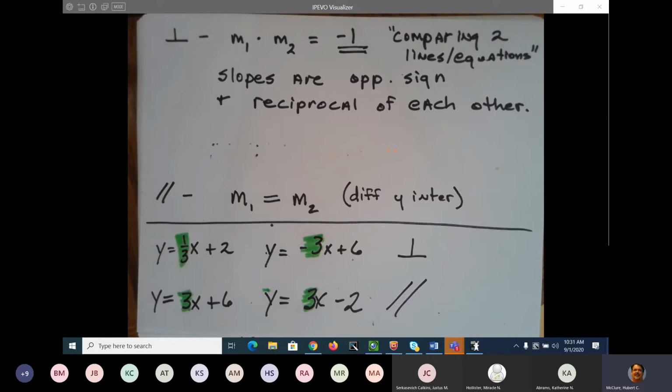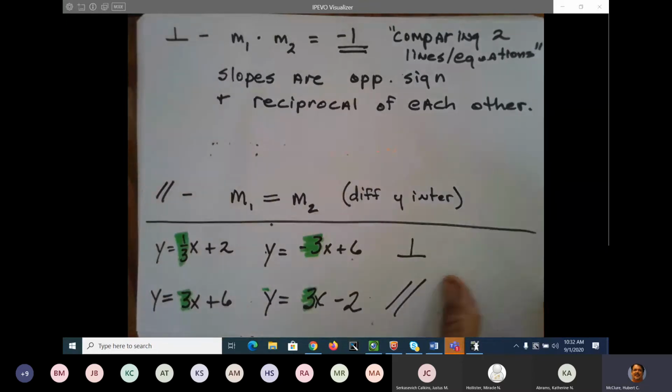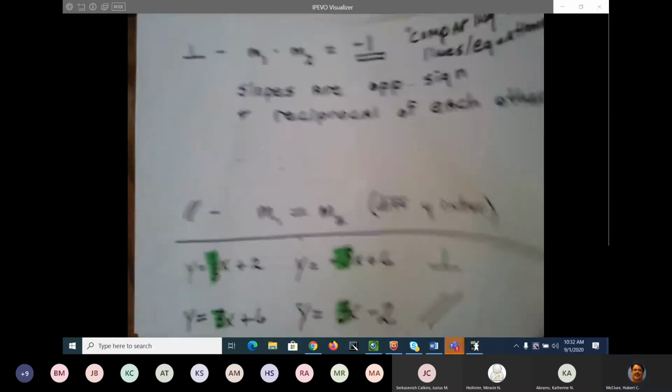Now, that's not the confusing part. Usually, most students can compare two lines. They just solve both of them for y, and they compare the m's. But that's not where students get confused. I'm going to show you where students get confused.